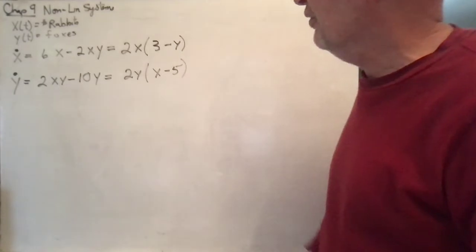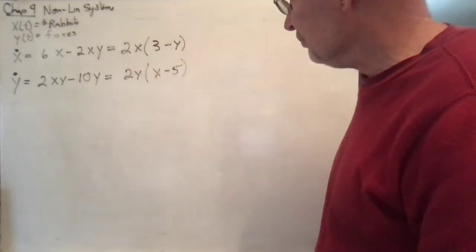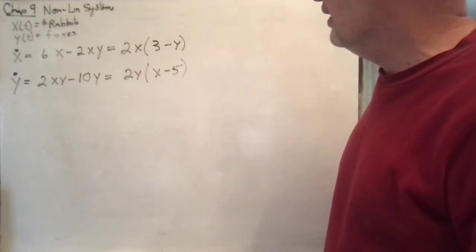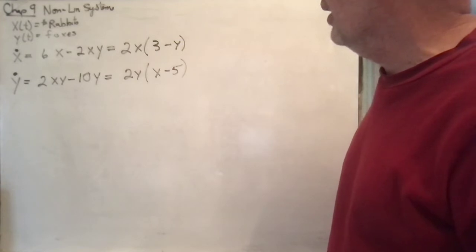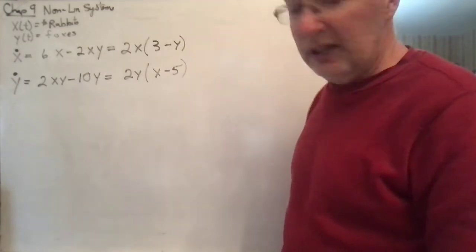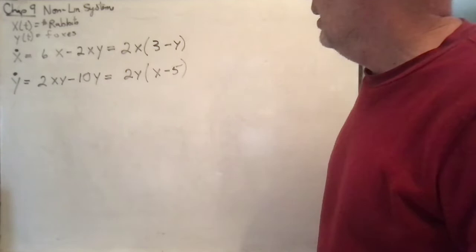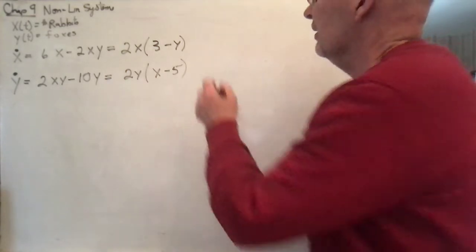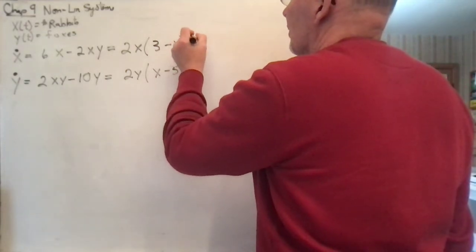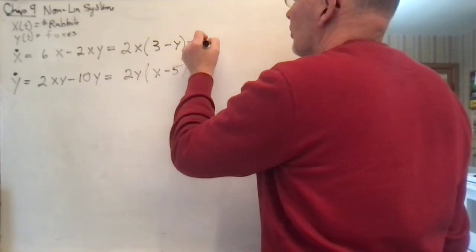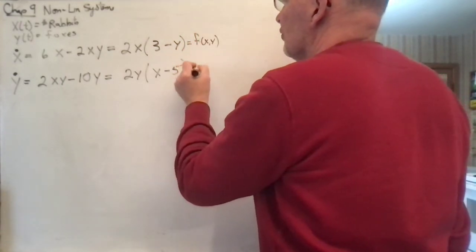I'll let you finish that off, and that's all in the book. And then you can analyze that as well, okay? Going through the same procedure we did in the previous one. In fact, let's go ahead and just play with this just a little bit more. So here, this is your f of xy. This is your g of xy.